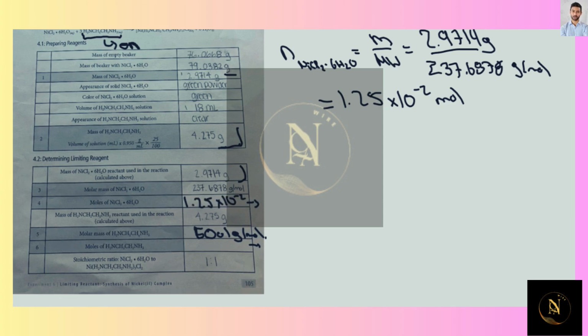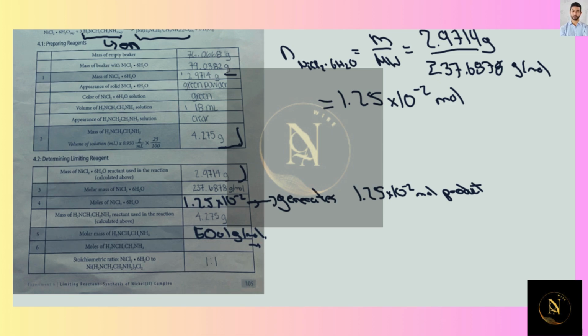Now, with this amount of mole of nickel chloride, how much can I generate of the product? This is going to generate 1.25 times 10 to the minus 2 mole of product, because we're going to have a one-to-one relationship in between the product and the nickel chloride.